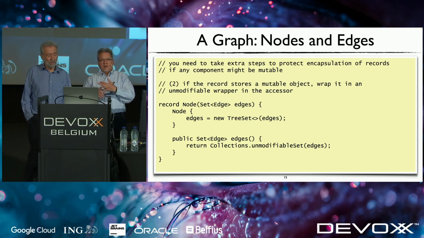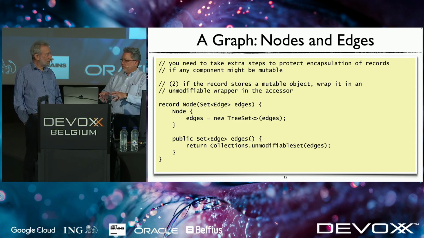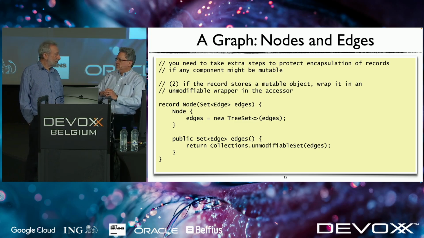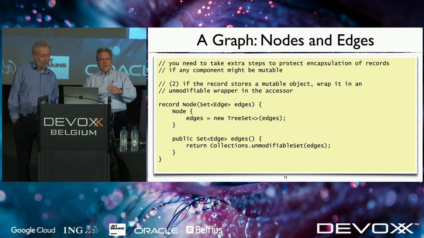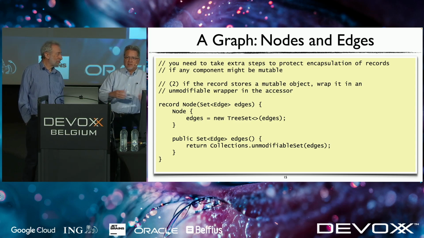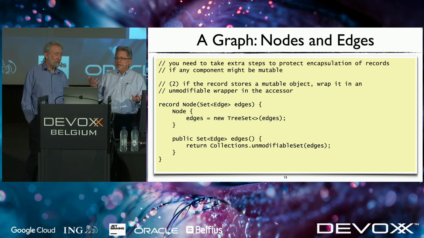Yeah. And I think what your point was, if you create a record and one of the components can be mutable, then you don't necessarily have those things. And so if you put a mutable component into a record, you've lost encapsulation, and so you have to do something about that. And you might have to resort to making defensive copies.